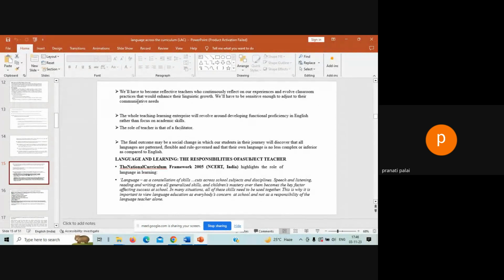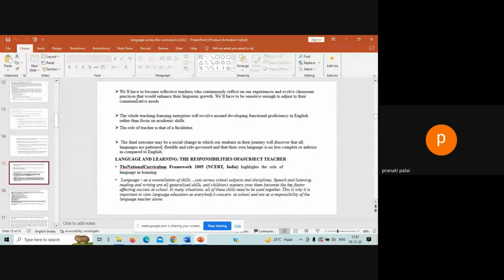So what is the role of the teacher here? We'll have to become reflective teachers who continuously reflect on our experiences and evolve classroom practices that would enhance their linguistic growth. We'll have to be sensitive enough to adjust to their communicative needs. So here, not only will the students' creativity be enhanced, but the teacher must also be resourceful and reflective.